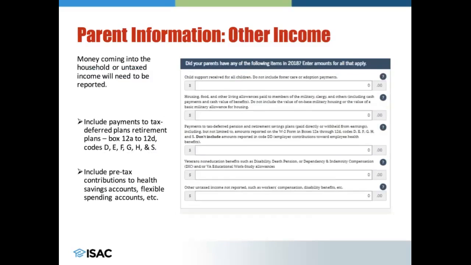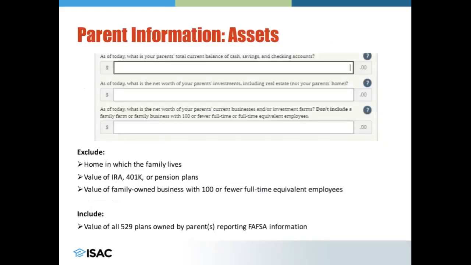Because remember, your adjusted gross income is all your taxable income. So the department says, okay, what's all your taxable income? Let's see if there's any other income that wasn't taxed, and that's why these questions are asked. All right? And it says, as of today, not tomorrow, when you have to pay bills or something, as of today, what is your parents' total current balance, cash, savings, and checking account?